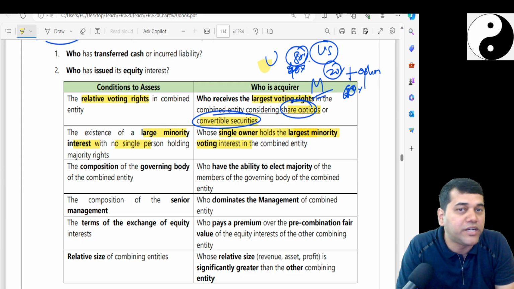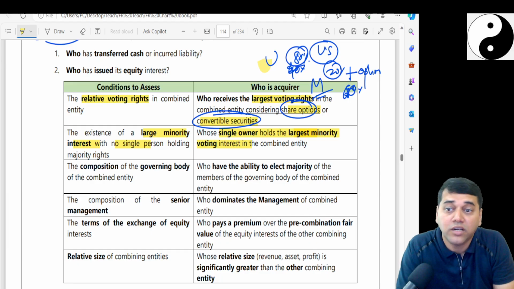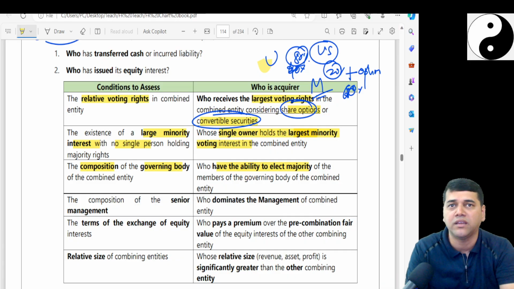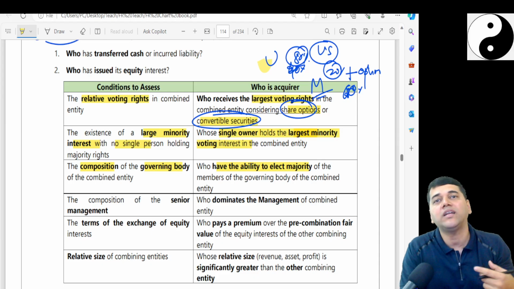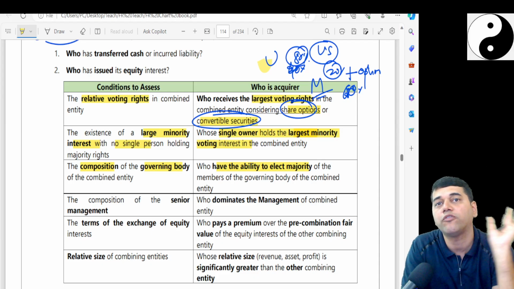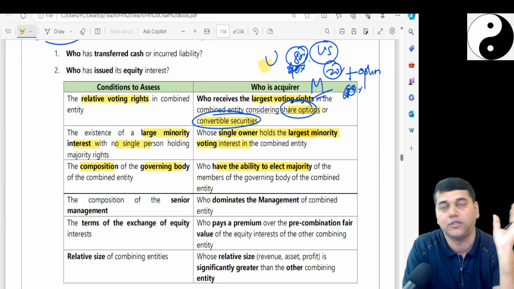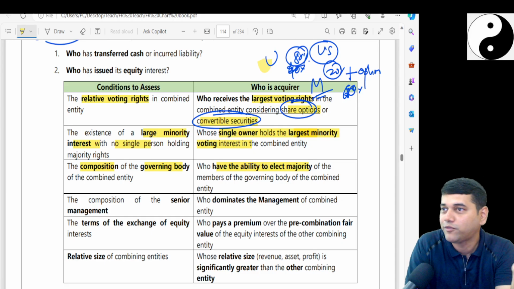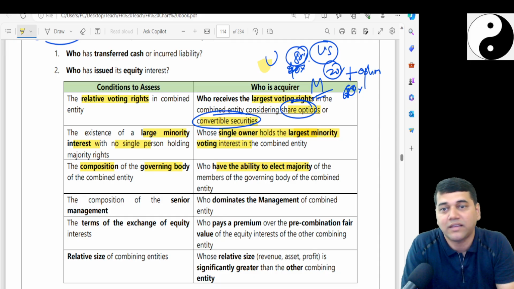This is called a minority interest. Are you clear? Third, composition of the governing body: who has the ability to elect the members? See, I don't own anything in your company, but somewhere I have a right to appoint the board of directors, 3 out of 5. Now, how did you give me that right? Why did you give me that right? There must be some reason. Family disputes, arrangement, whatever. Then I become the owner of your business.